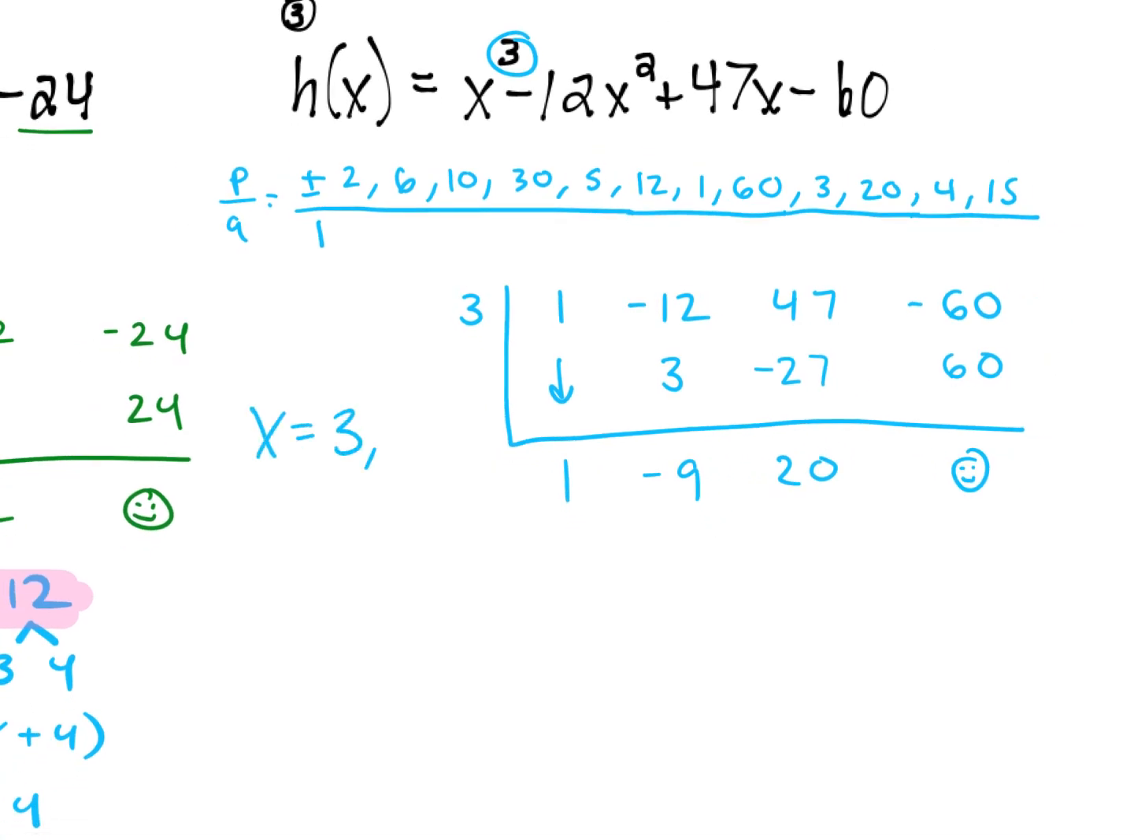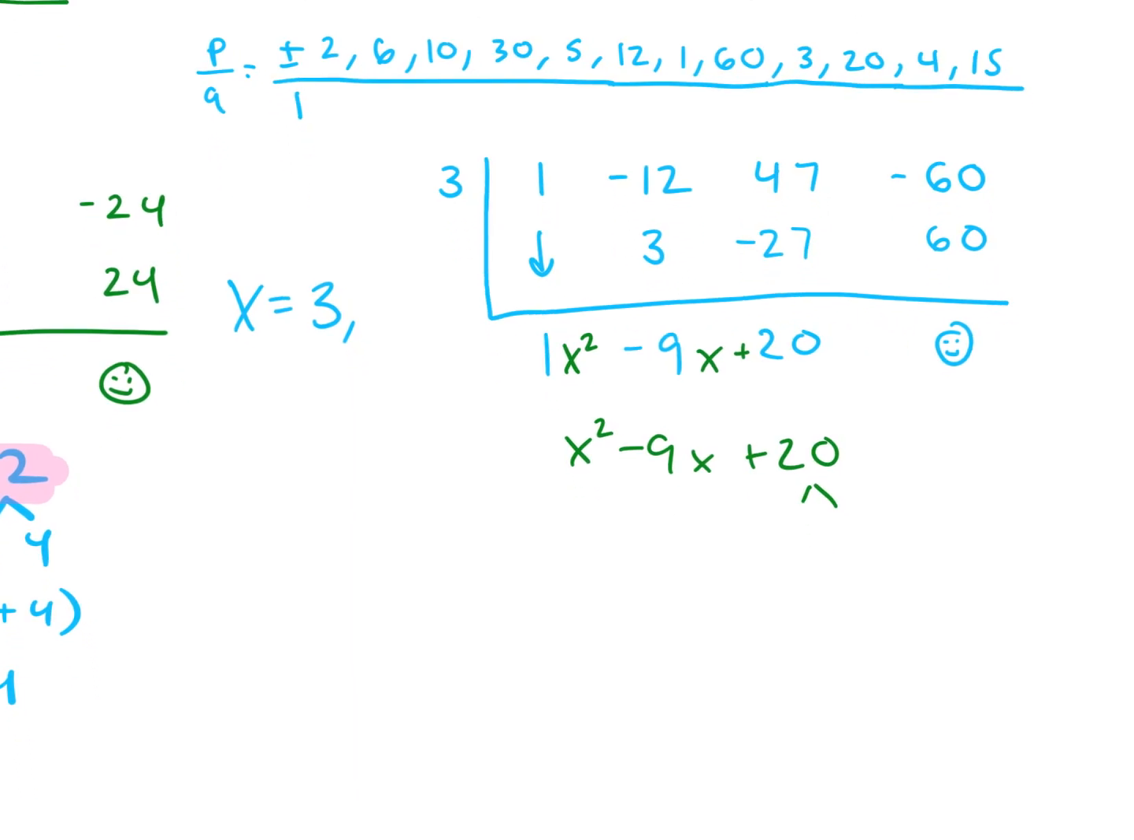Perfect. From here, this would be x squared minus 9x plus 20. So let's see if we can factor it. What are 2 factors of 20 that add to -9? -5 and -4. So x minus 5 and x minus 4. So what does x equal?